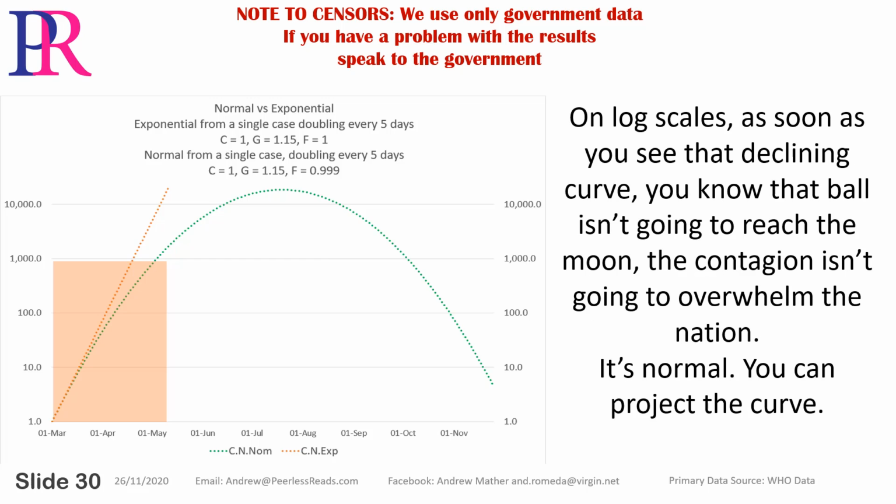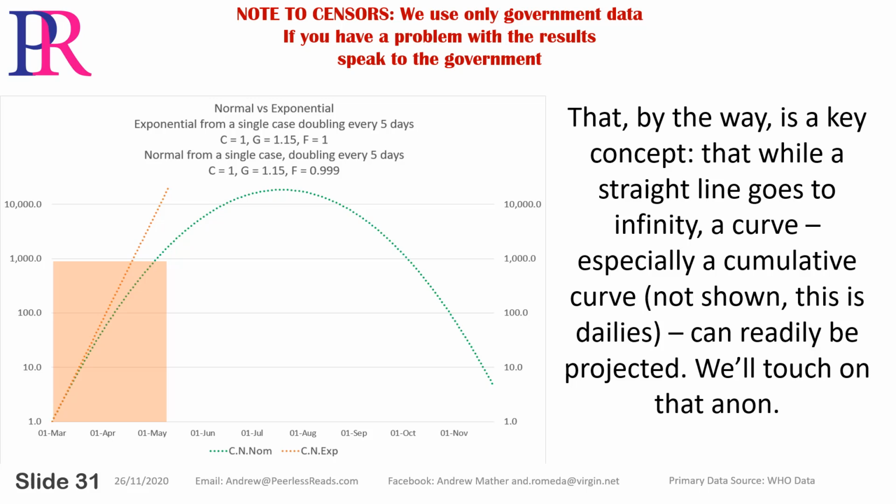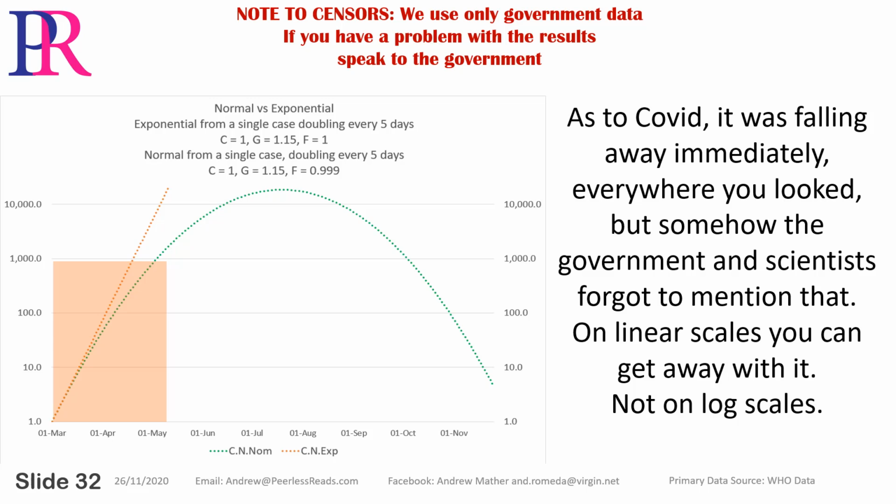On log scales, as soon as you see that declining curve, you know that ball isn't going to reach the moon. The contagion isn't going to overwhelm the nation. It's normal. You can project the curve. That, by the way, is a key concept, that while a straight line goes to infinity, a curve, especially a cumulative curve, not shown, this is dailies, can readily be projected. We'll touch on that anon. As to COVID, it was falling away immediately everywhere you looked, but somehow the government and some scientists forgot to mention that. On linear scales you can get away with it, not on log scales.